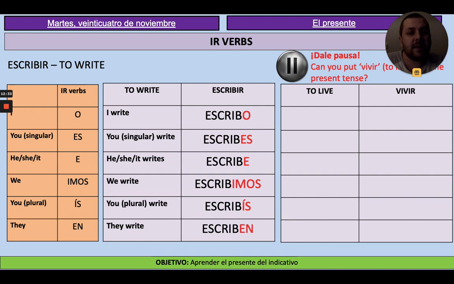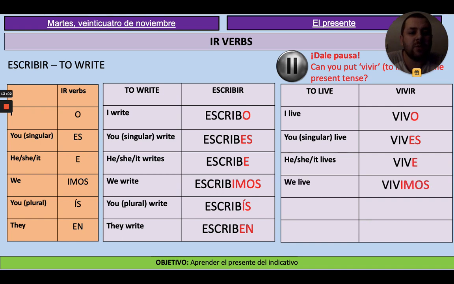So hopefully by now you have used escribir to help you put vivir into the present tense. So first of all, we remove the infinitive ending, so the ir, so we're left with viv, which doesn't mean anything. Okay, and then we add the ir present tense endings onto the end of it. So we get I live, vivo. You singular live, vives. He, she, or it lives, vive. We live, vivimos. You plural live, vivís. And they live, viven.